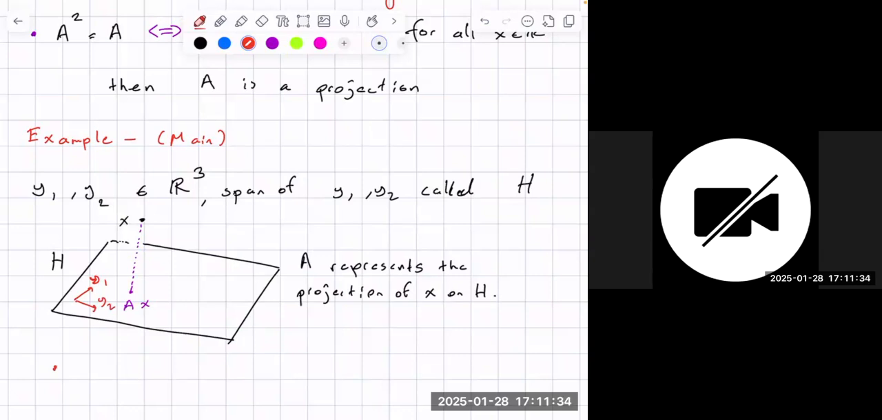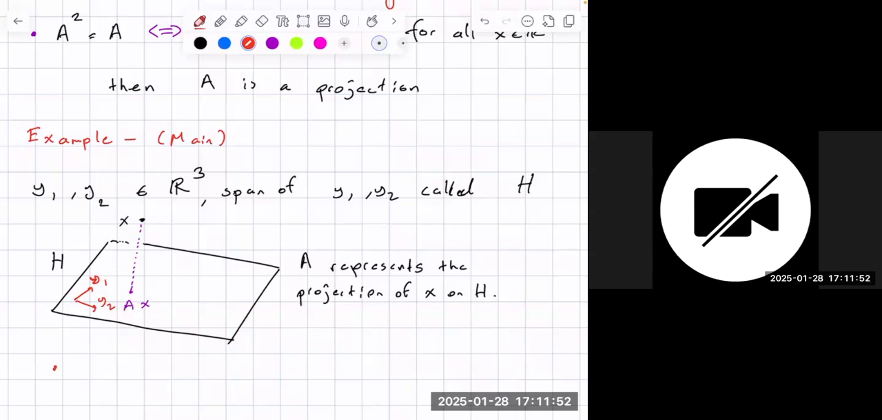And this H is the whole plane, the stuff I could create using y1 and y2, okay? The span of y1 and y2. The span of these two vectors is the whole thing, suppose. Does it make sense? If you take two vectors, their span will be a two-dimensional thing. And that two-dimensional thing is sitting in 3D.